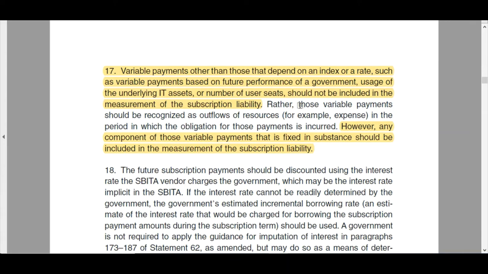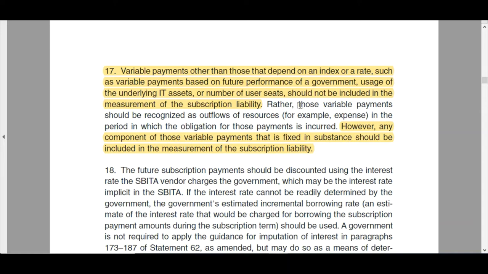So back to this concept of seats. To understand a fixed versus non-fixed variable payment, whatever you are contractually bound to pay is what you need to build into the capitalization of your asset.